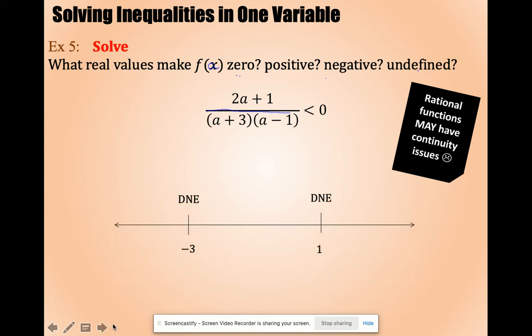So look at my number line this time. I know a rational function might have discontinuities, but I know it's continuous everywhere else. So the issues are at -3 and at 1. -3 makes my function undefined, right? And I don't care if you write DNE or undefined, doesn't matter. The value of 1 makes my function undefined, but everywhere else this function is continuous.